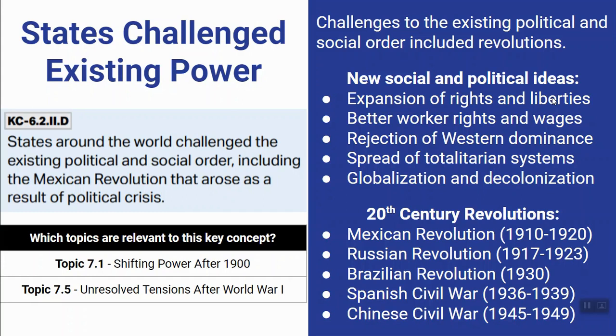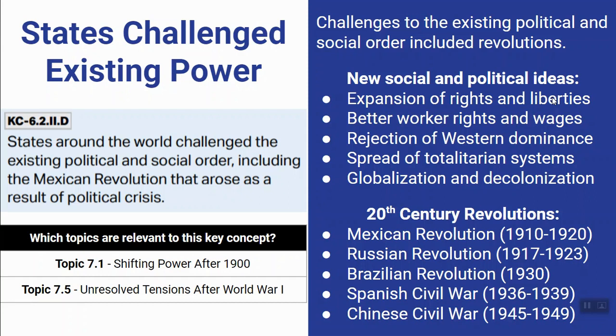As the map at the end of the 20th century suggests, there was a rejection, at least in part, of Western dominance of the world, and for a brief period of time there was the spread of totalitarian systems across the map. Lastly, globalization and decolonization will really be topics that we'll talk about as we move forward into Units 8 and 9, but they are relevant here and merit mention.